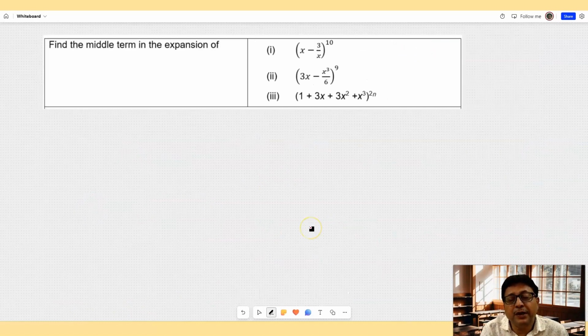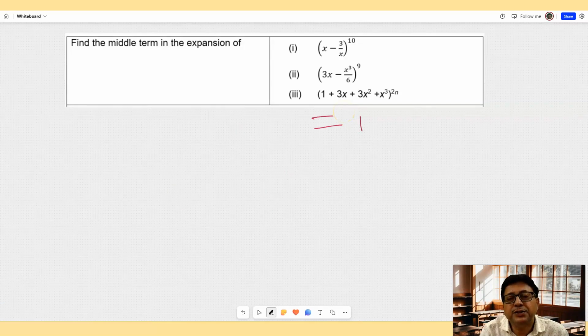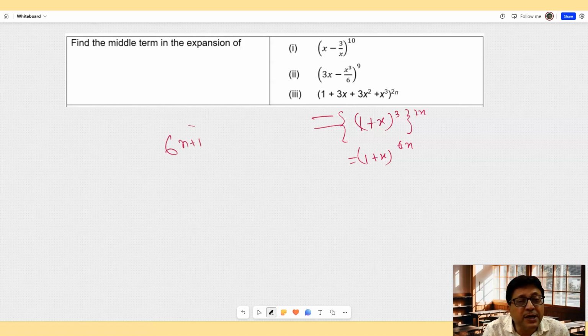How to find the middle term here? You just write this one as (1 plus x) whole cube. This thing is (1 plus x) whole cube, whole thing to the power 2n. So this is nothing but (1 plus x) to the power 6n. Alright. So how many terms are there after expansion? 6n plus 1. So only one middle term, because this is odd.